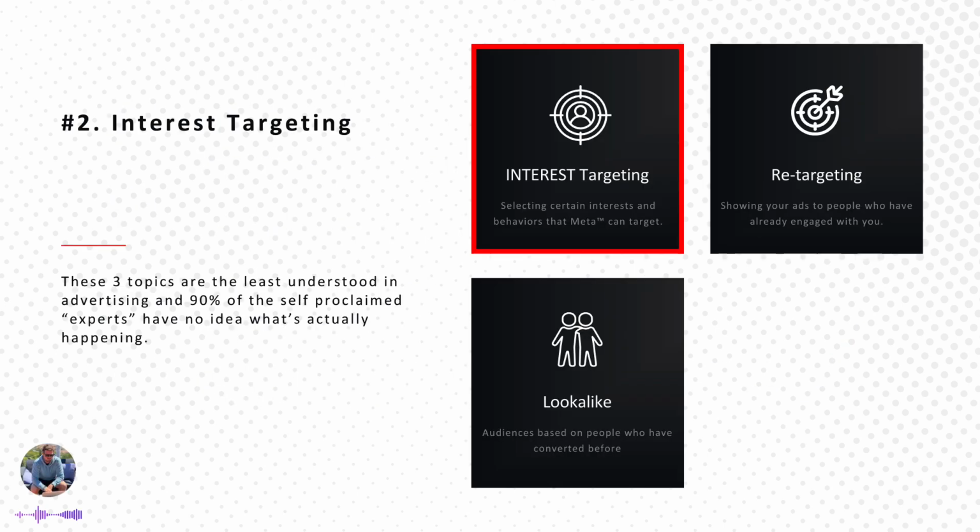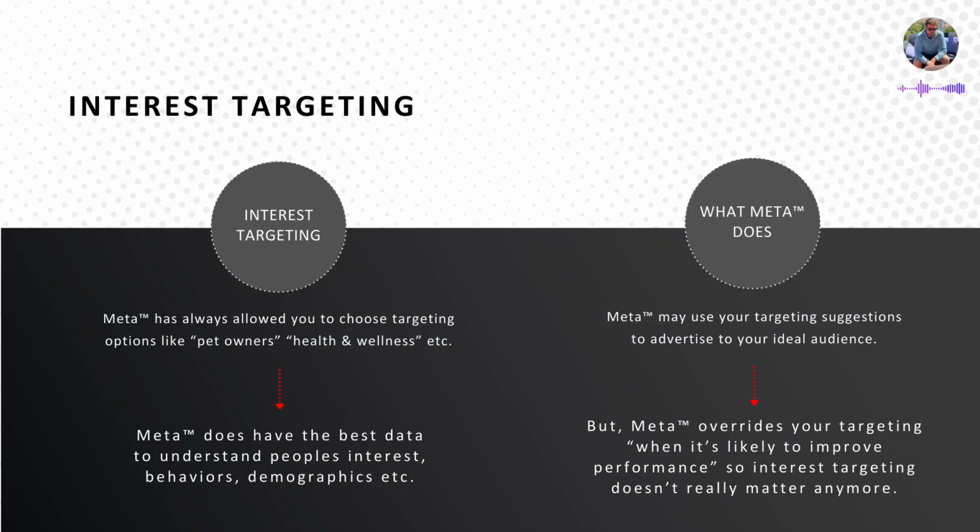Okay, so number 2, we need to look at interest targeting. Now, Meta has always allowed you to choose interest targeting or targeting options like pet owners or health and wellness. And Meta does have the best data to understand what people's interests are and behaviors and demographics and all of that. However, when you tell Meta to target a certain audience, here's what they actually do. They may take your audience suggestion into consideration, but they will override your targeting when it's likely to improve performance. So basically, they're saying, yeah, you can give us suggestions, but we're going to override it no matter what if we think we're going to get you more purchases.